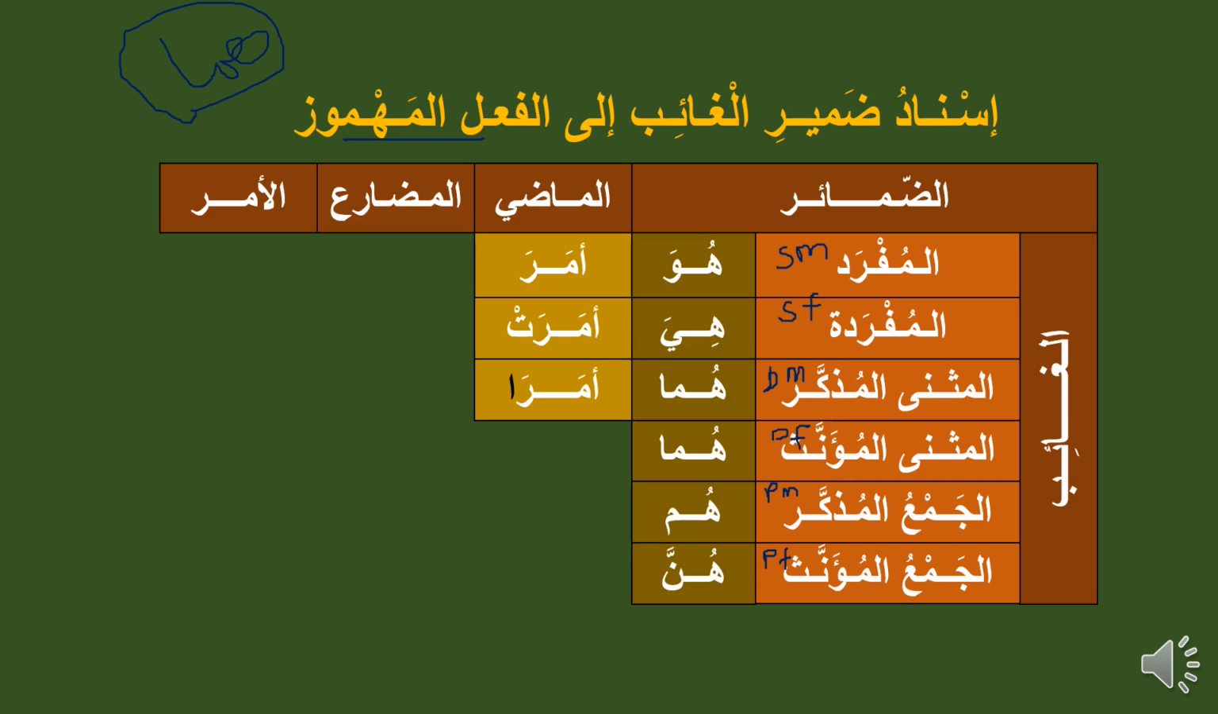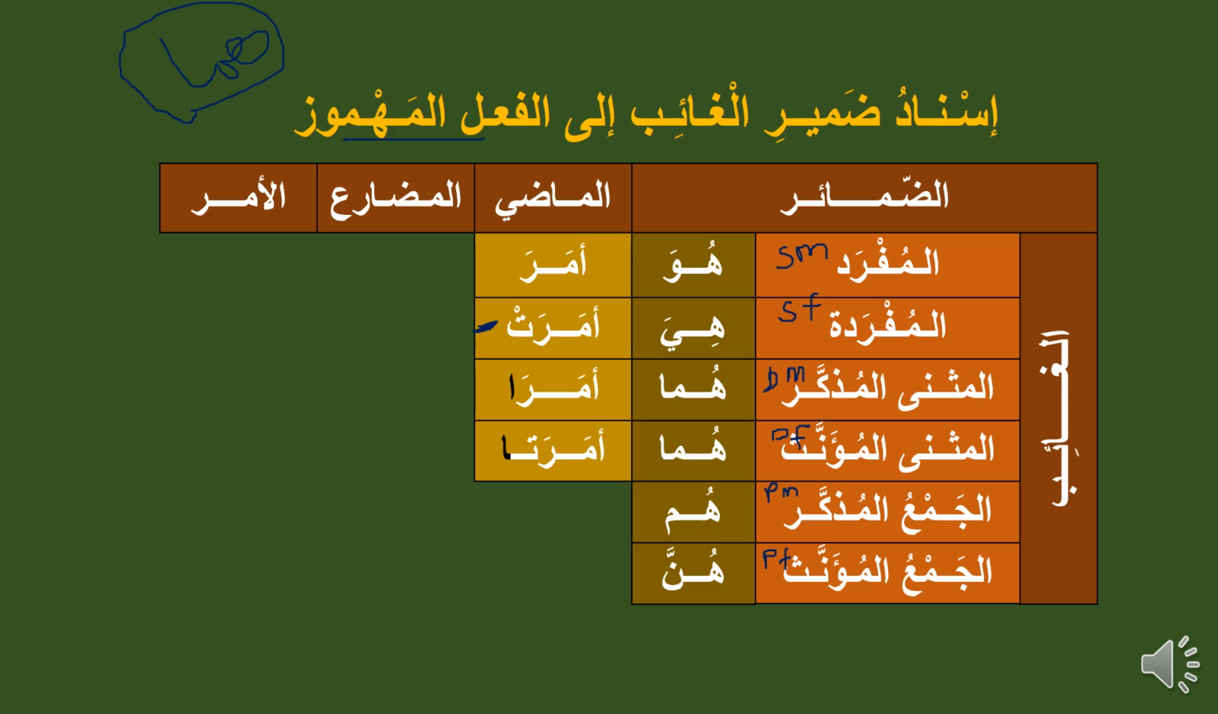Amara. Then in the case of the dual feminine, you add alif to the second one, to the singular feminine verb. It's going to be what? Amarata. So that is that. Then the jam' al-muzakkar, the plural masculine.